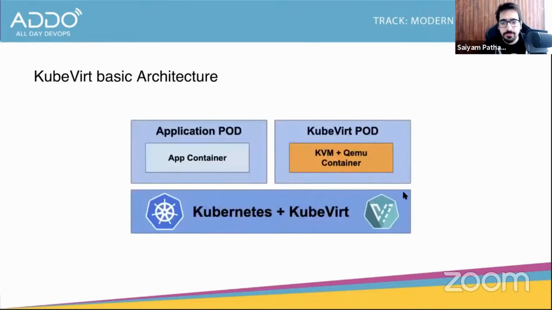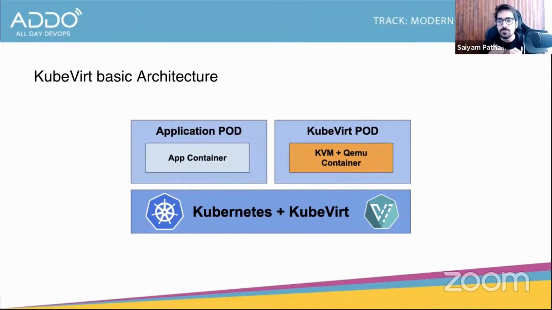Let's move on. The basic architecture looks very simple, very neat. You have Kubernetes, plus you have Kubevirt deployed on top of Kubernetes. You have your application pod, application container. Your Kubevirt pod is nothing but a KVM and a QEMU process. They will be running as a part of the pod. So you will have a QEMU container running, and it is CRI independent. It works with CRI-O, it works with containerd, it works with Docker.